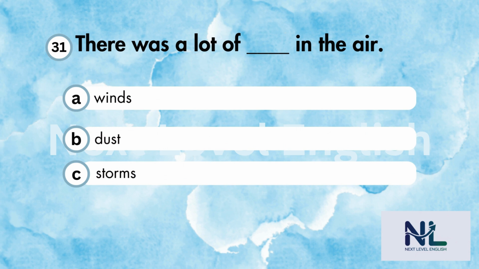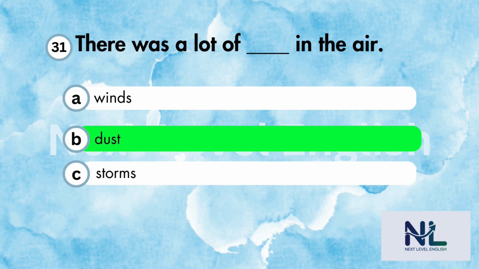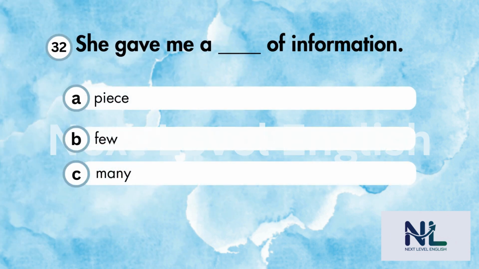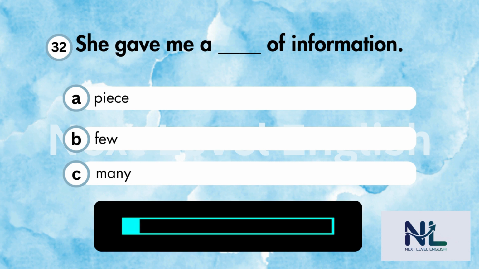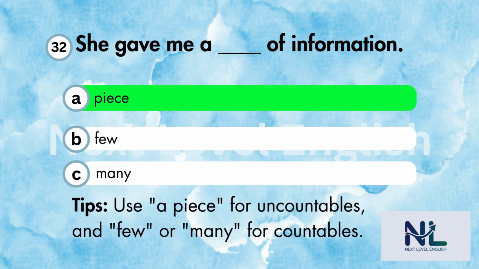31. There was a lot of dust in the air. Dust. Tips: dust is uncountable, while winds and storms are countable in some contexts. 32. She gave me a piece of information. Piece. Tips: use a piece for uncountables, and few or many for countables.